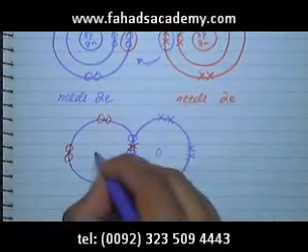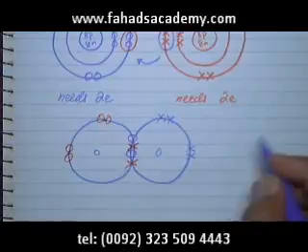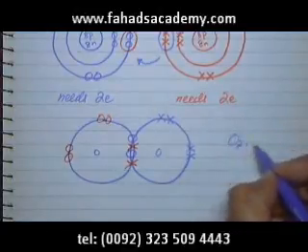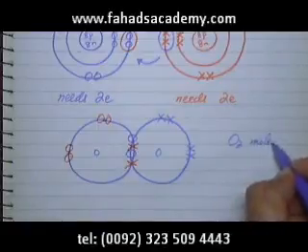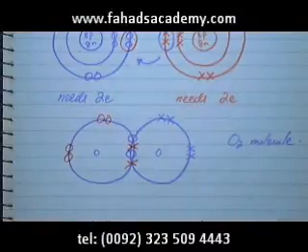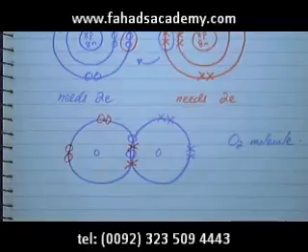So this is one oxygen atom, this is the other oxygen atom, and this represents the dot and cross diagram for an oxygen molecule, which would be represented by O2, and the 2 is written small, which signifies that the two atoms are chemically joined together.